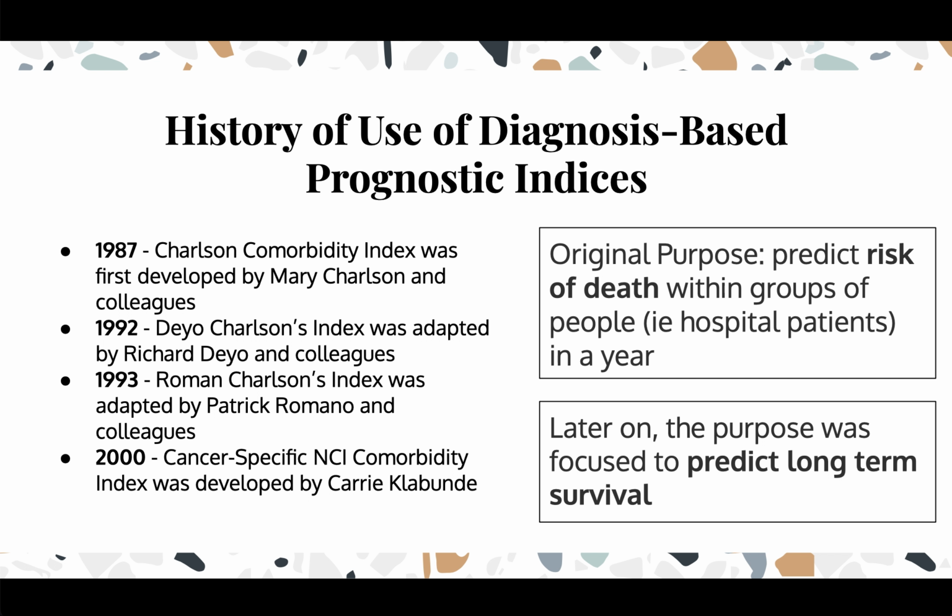The purpose of this was to focus more on predicting long-term survival, and Romano's Charlson Index was also adapted at the time, the next year. And then in 2000 and later on, cancer-specific NCI comorbidity indexes were developed by Klabunde, so that these indexes were able to be more specific to certain diagnoses and be more accurate.